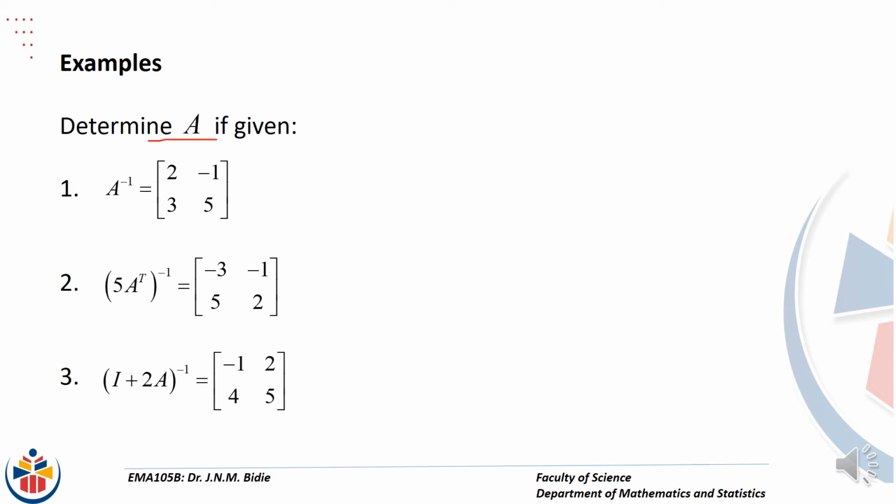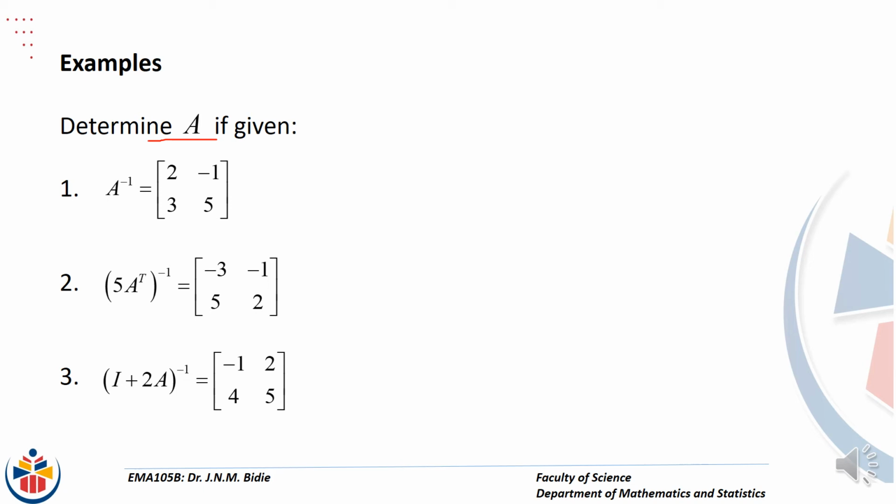Or simply, what you could do is to use exactly the same property in number 1. The inverse of an inverse gives you the original matrix. So remember, your main aim is to find A. So what you could do is find the inverse of this. So it means just find the inverse of the matrix on the right hand side. That will be 5A transpose. To get rid of 5, you divide the matrix that you got by 5. And then you transpose it. That will give you A.